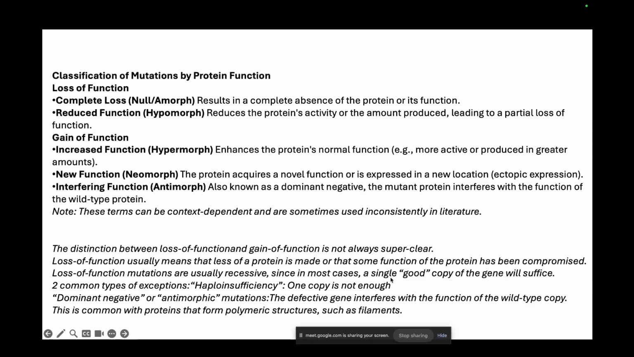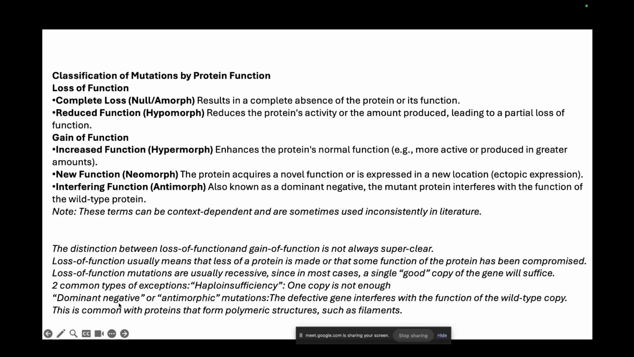In most cases a single good copy of the gene will suffice, as if you have a good copy, it will work well. So it is still possible to have loss of function mutations as a heterozygous copy or in a recessive mode. Two common types of exceptions are haploinsufficiency, where one copy is not enough and you need both copies to function. In that case, even with a recessive loss of function mutation, you still have a loss of function, because protein function will be compromised as one good copy is not enough.